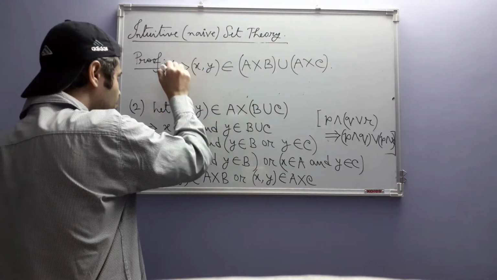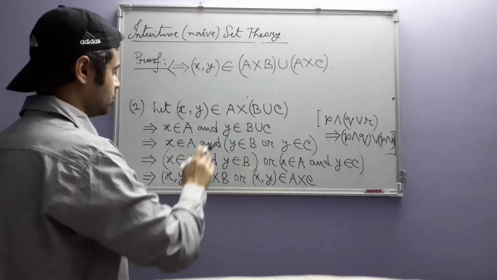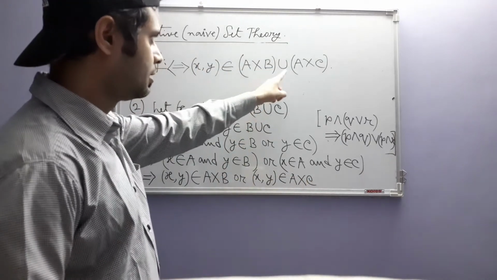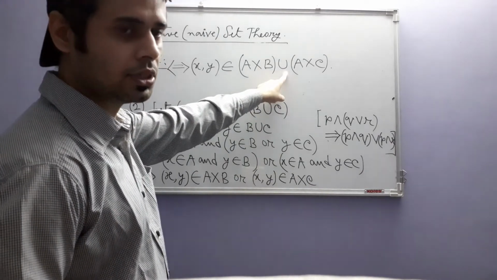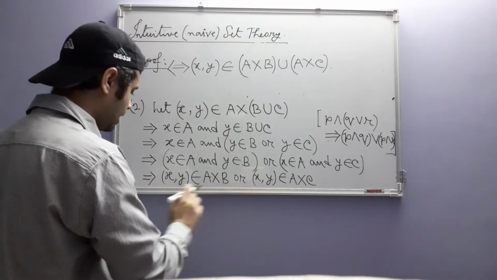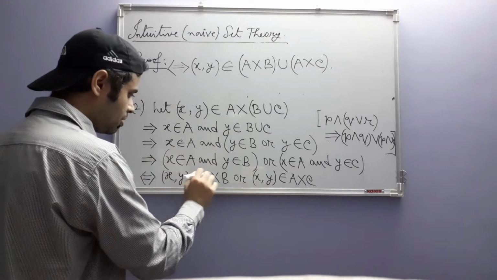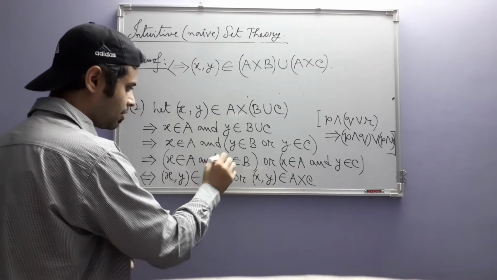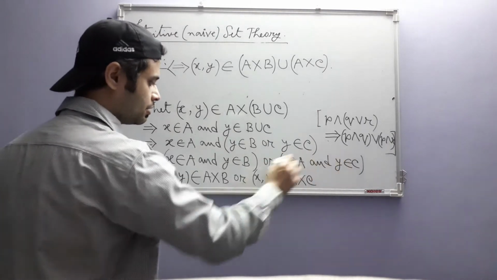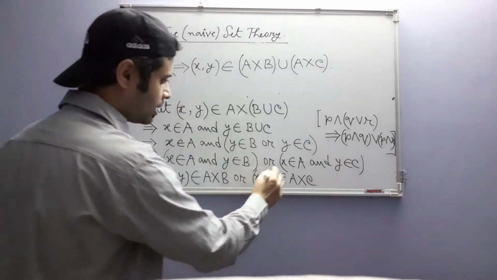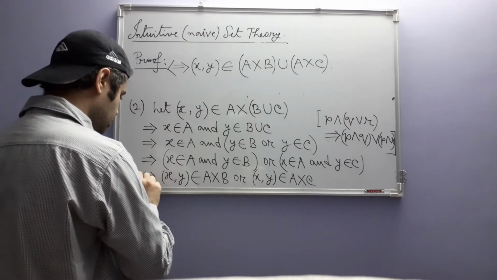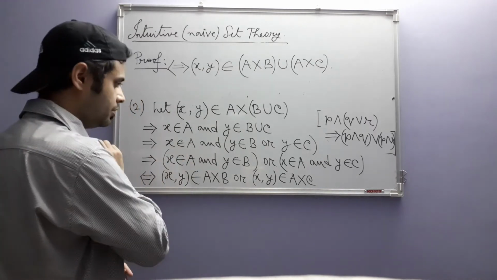So this implies, now we go in this direction, (x, y) belongs to the first set or (x, y) belongs to the second set. This is just simply the definition of union, right? So from here we get this. Then again we write this at length. (x, y) belongs to A cross B means x belongs to A and y belongs to B. This comes from the definition of the Cartesian product. Similarly, this means this, or is already there. So x belongs to A and y belongs to C. So that means this implies this. So that's why we have written this.